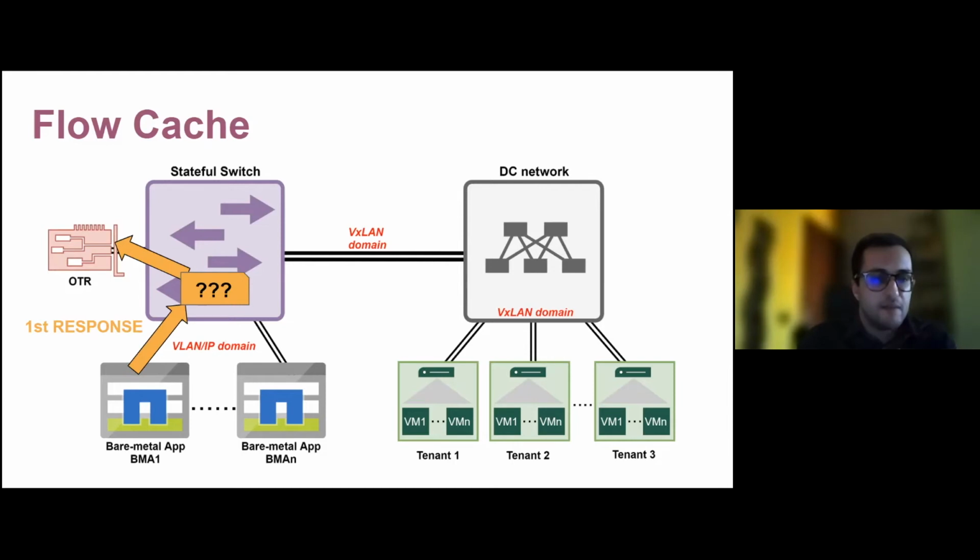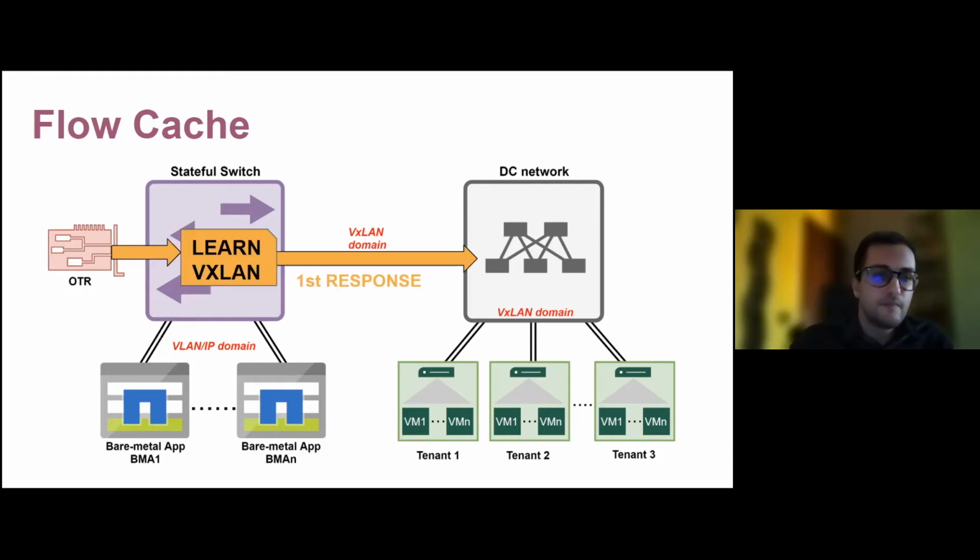Then the bare metal application replies with a response, and the stateful switch will forward this response to the overlay tunnel router, because it doesn't know how to encapsulate the packet to send the response back to the tenant. Then the OTR reads the information from the large connection table and encapsulates the packet accordingly.